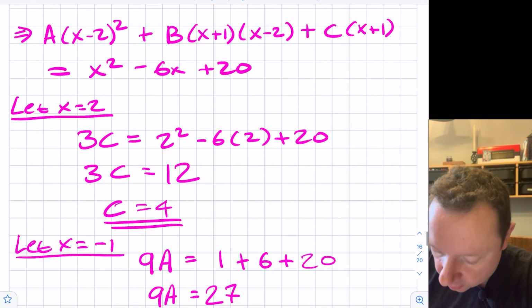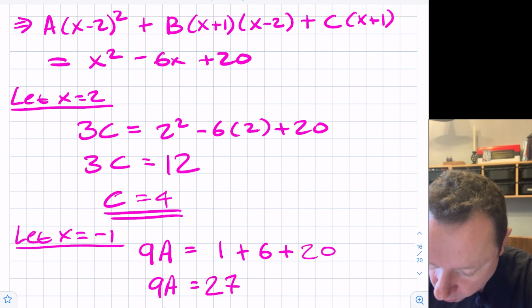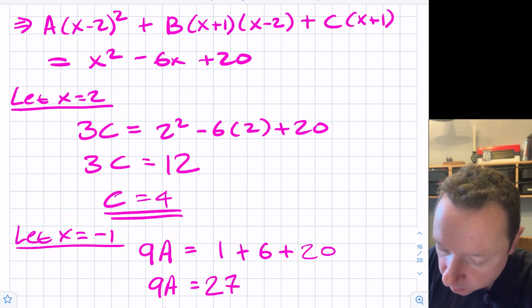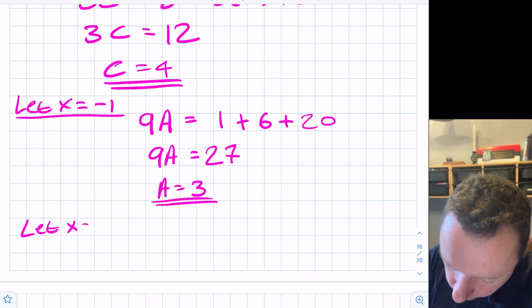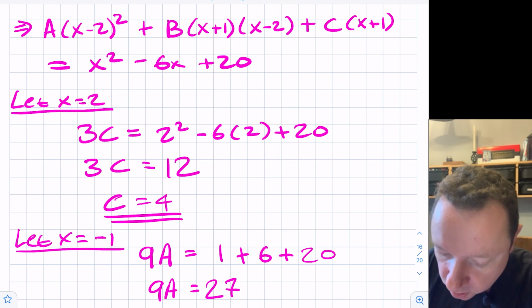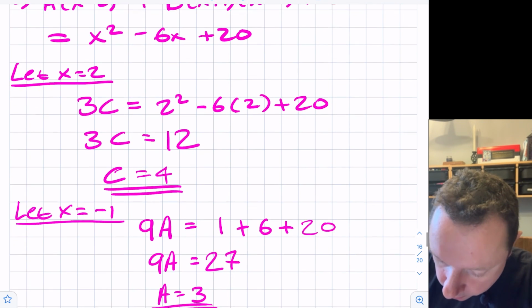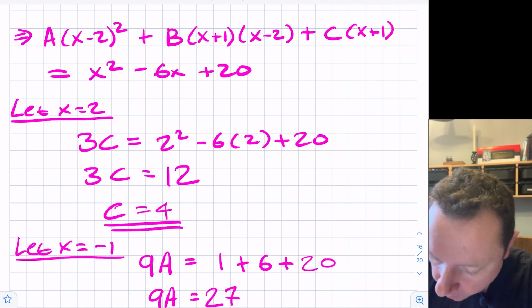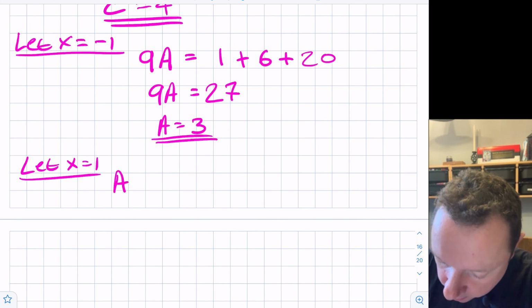Then we just pick any other number we want to get our final letter b. So we've picked 2 and minus 1. We might as well just pick 1. That'll be a nice and easy number. So let's let x equal to 1. So if we do that, go back up, we will get 1 minus 2, which is minus 1 squared, which is 1. So we'll get 1a plus 2. 1 minus 2 is minus 1. So 2 times minus 1 is minus 2. So we'll get minus 2b. So that's actually a minus.